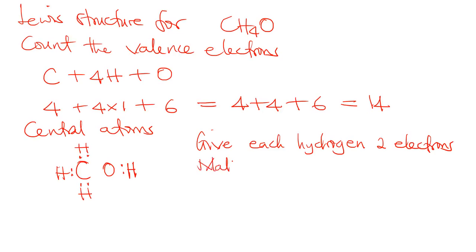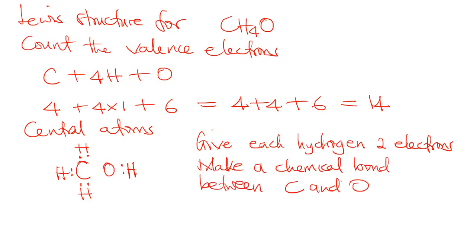Also, make a chemical bond between C and O. And because of that, we'll give this one also 2 electrons. After that, we count how many electrons we have used, because we need to use all 14 electrons. So what have we done? We have 2, 4, 6, 8.